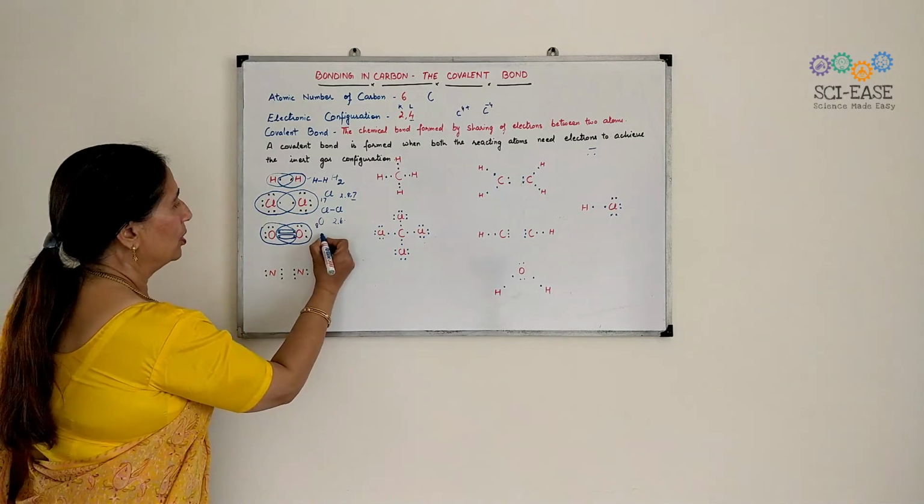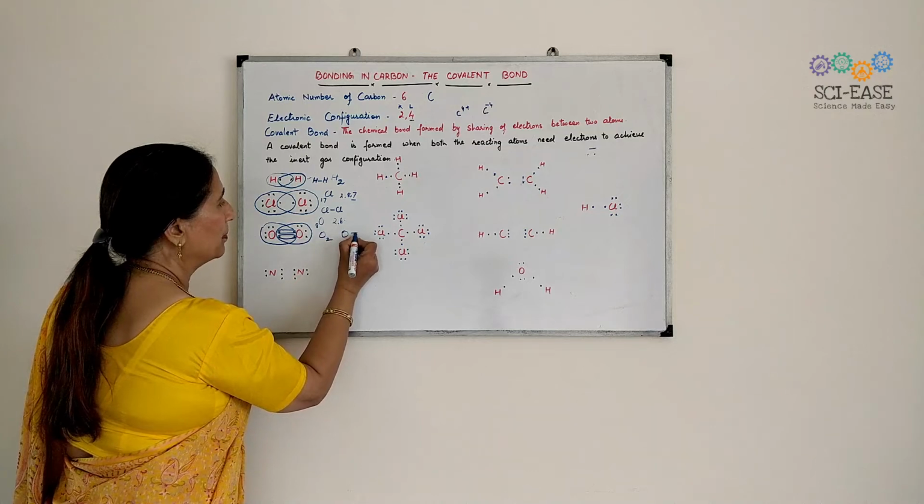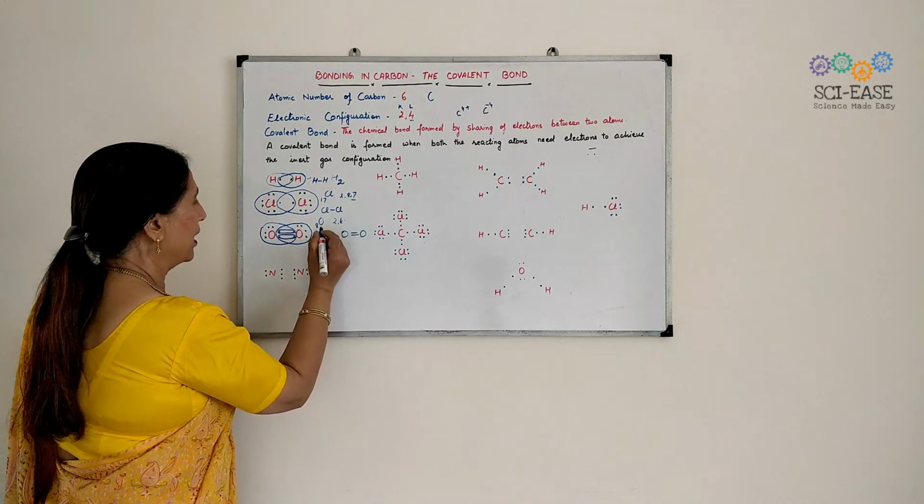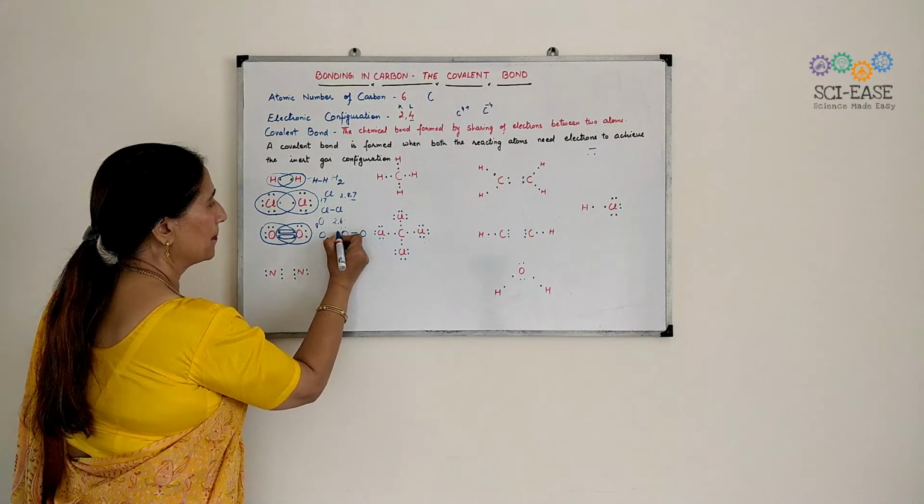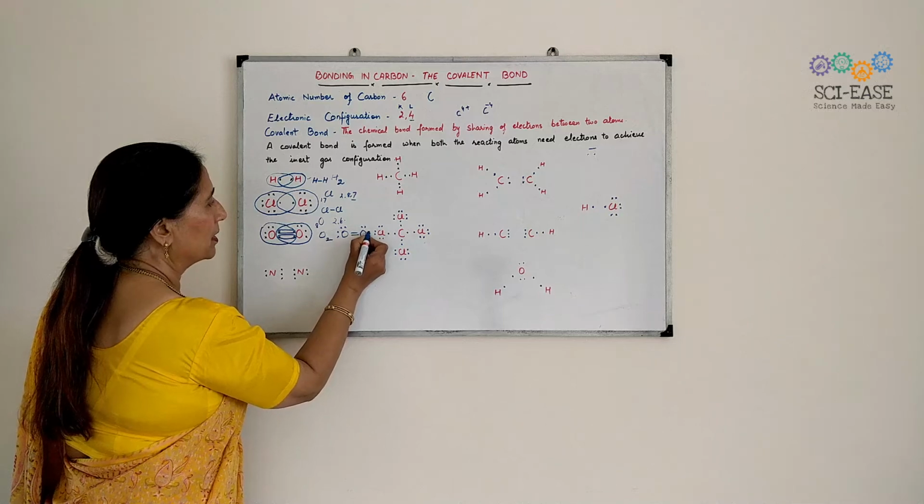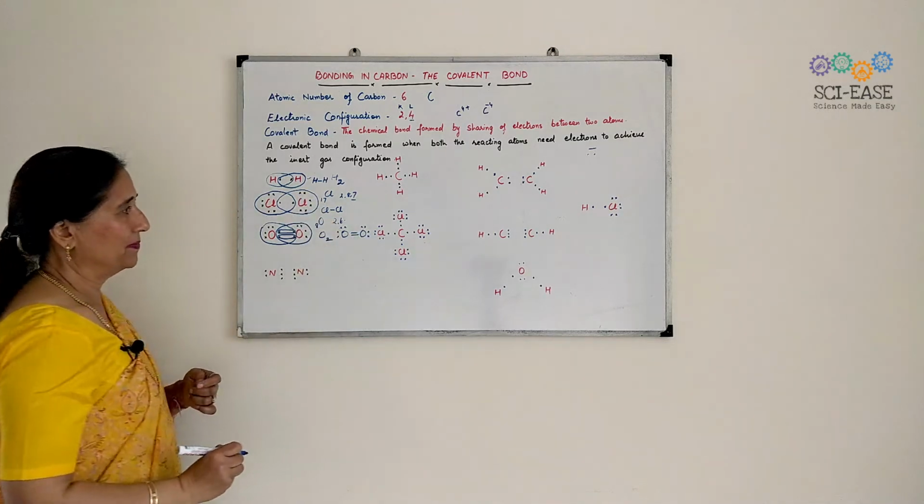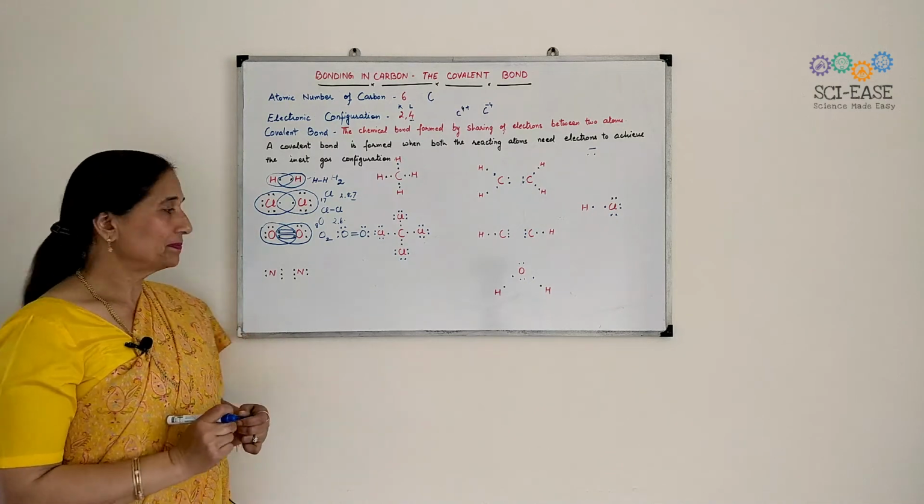Okay, so O2 will be formed. How? O double bond O. And how many unshared pairs of electrons? 2 around this oxygen atom and 2 pairs around this oxygen atom. So here the double bond is formed.